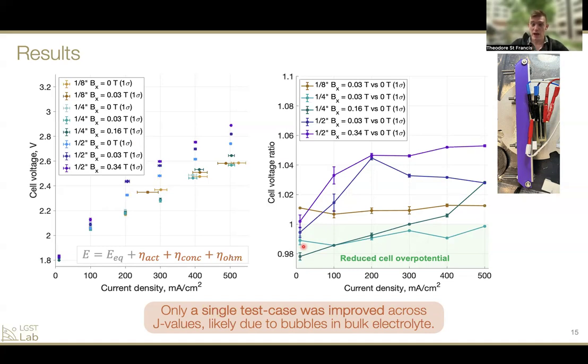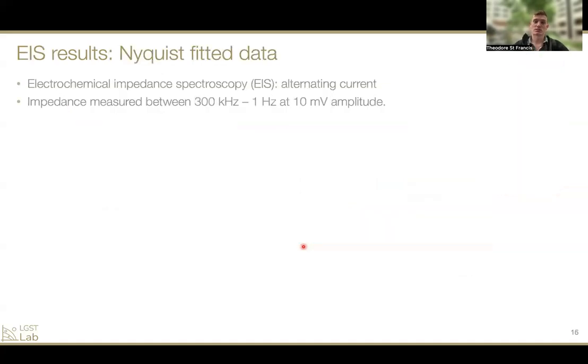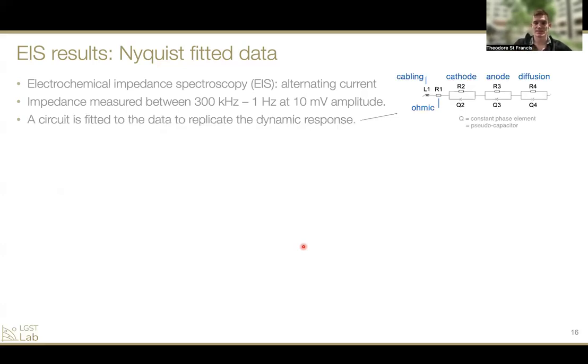In order to actually zoom in and understand a little bit what's going on in the cell on a smaller scale, electrochemical impedance spectroscopy is used to find out with an alternating current what frequency dependent processes are occurring in the cell.